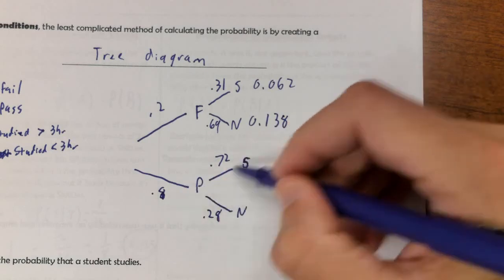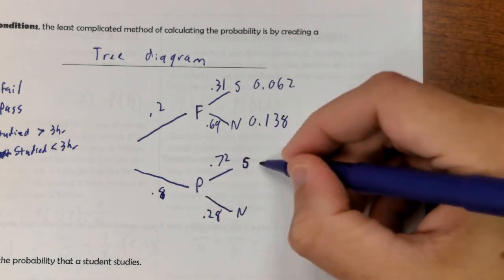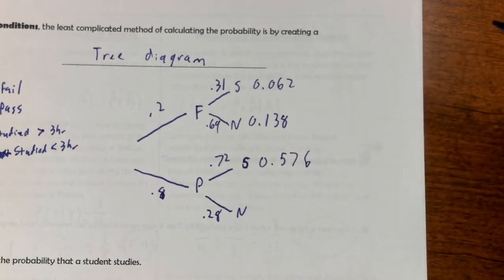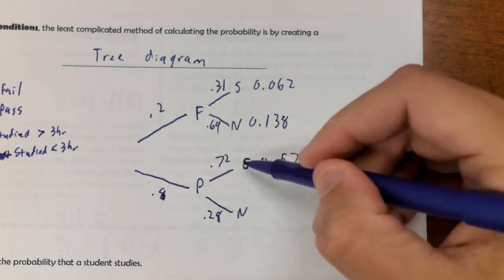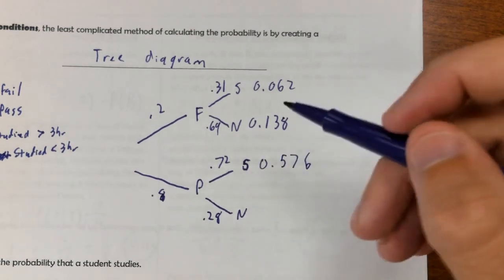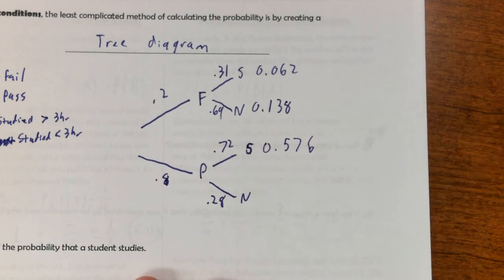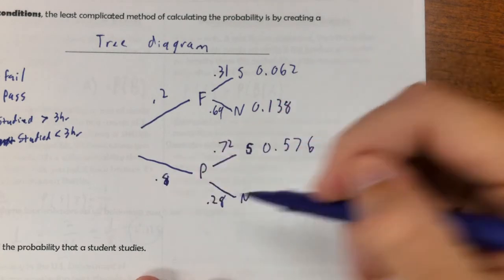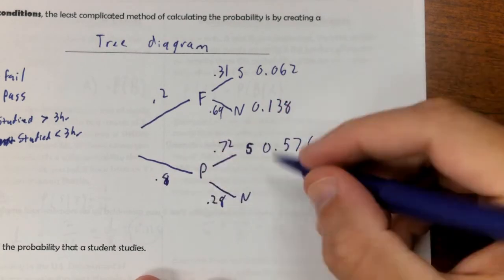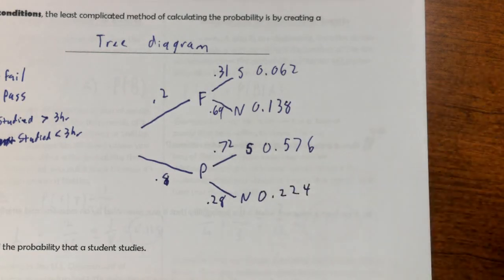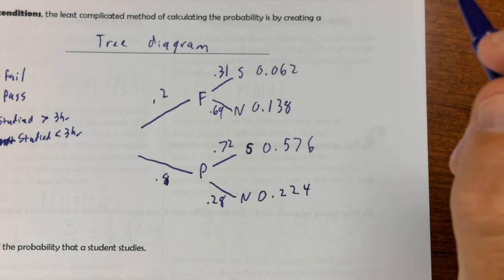What percent of the class passed and studied for it? 57.6% of the class both passed and studied for more than 3 hours, what they should do. And then those annoying people who passed but didn't study as long for it, well, that would be 22.4% of the class. Those people are so annoying, right?